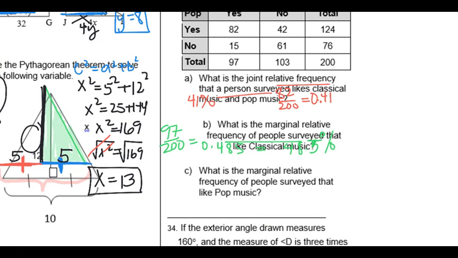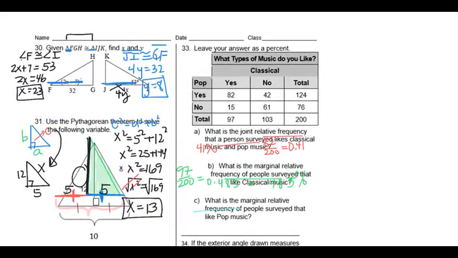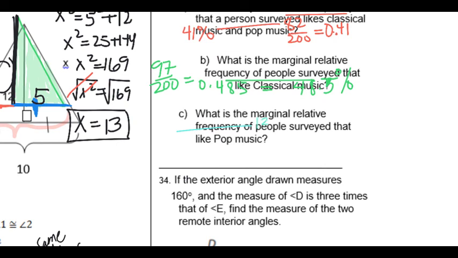Part C, they're asking us again for another marginal, which is going to be the edges again. But this time we want the marginal frequency of people surveyed that actually like pop music. So the ones that like pop music, yes, total of 124 people who like pop music. So that's going to be 124, again over our 200 grand total, which will turn into 0.62. And again, if you multiply that by 100, it'll turn into 62%.